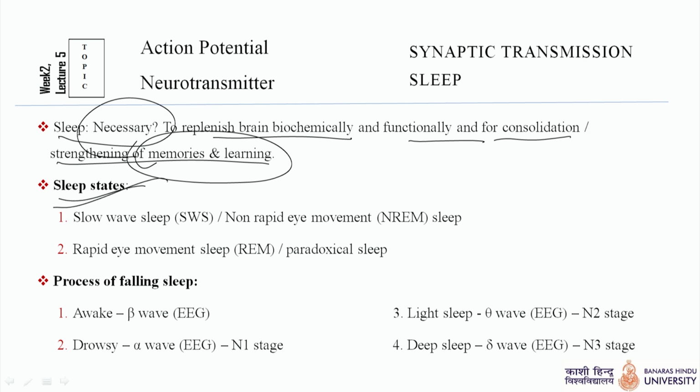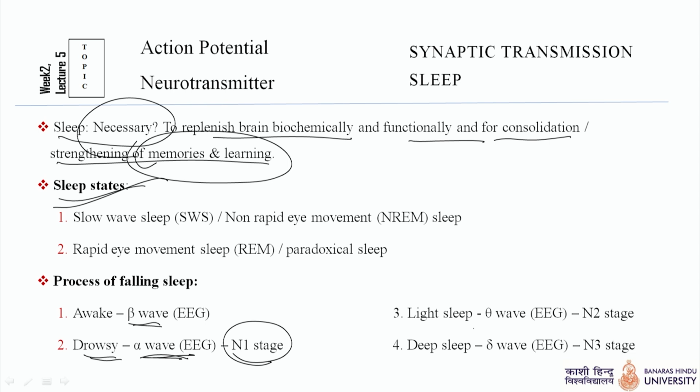Those sleep states, if you take, there are slow wave sleep or non-rapid eye movement sleep, and then rapid eye movement sleep, another name for which is paradoxical sleep. Now, the process of falling asleep, of course you know, but still I will tell. The first is awake, right? You will be awake. During this phase in the EEG, electroencephalography, the beta wave is produced. Then next will be drowsiness. Yes, a little bit drowsy, you will get sleepy, right? So the alpha wave, which you can see in the EEG, is called the N1 stage.